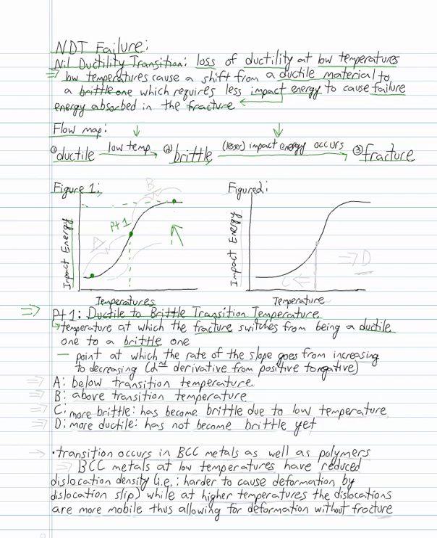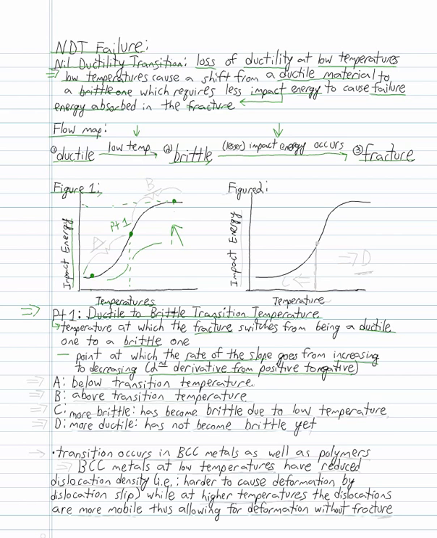The way you can locate this on the graph is going to be the point at which the rate of the slope goes from increasing to decreasing, or another way to think of this is going to be the second derivative. It goes from being positive to negative. As you can see up on the curve, that's the point where it switches from increasing to decreasing the rate of the slope.